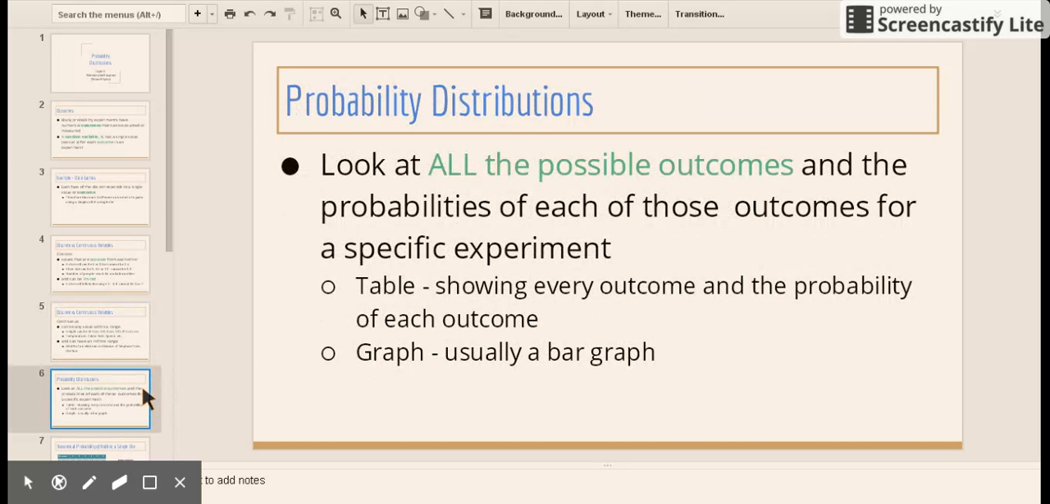All right, now a probability distribution. We've looked at single probabilities before, but a probability distribution now is where I look at all of the possible outcomes and the probabilities for each of those outcomes in a specific experiment. All right. So our probability distributions, we normally look at 2 ways. We either look at it as a table or we look at it as a graph. The graph is usually a bar graph, which we would call a probability histogram, just like our frequency histograms that we did in our one variable statistics unit.